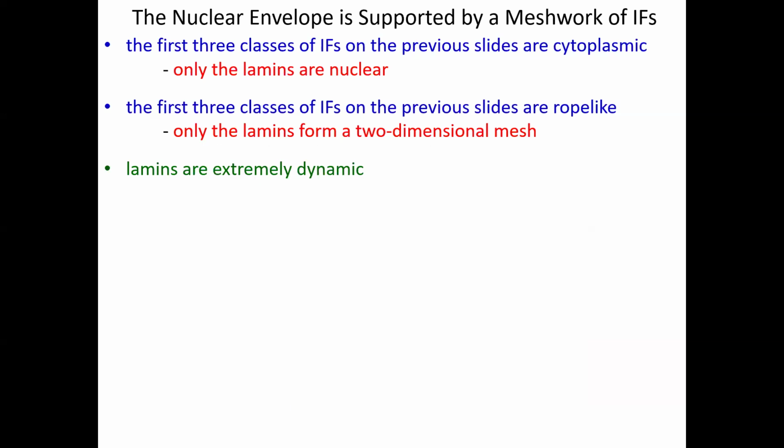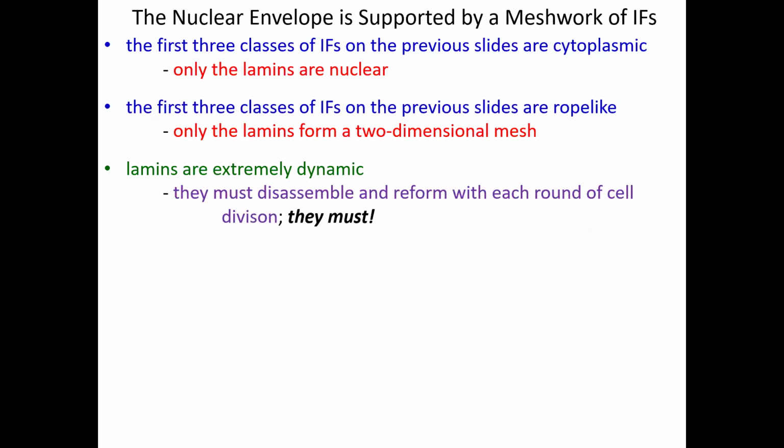Additionally, the nuclear lamins, unlike the other three classes, are extremely dynamic, meaning they disassemble and reassemble very often. And in fact, they disassemble and reassemble with each round of mitosis, with each round of cell division. And they have to do that.